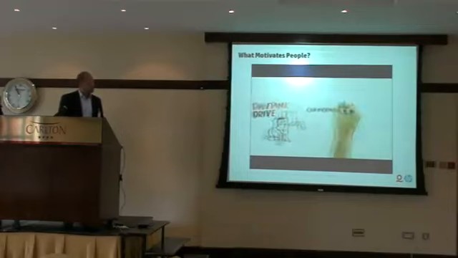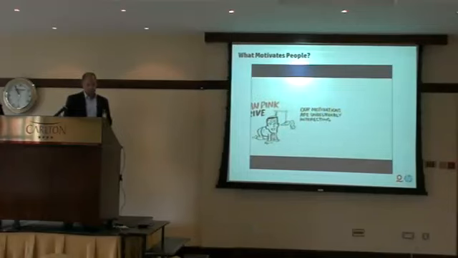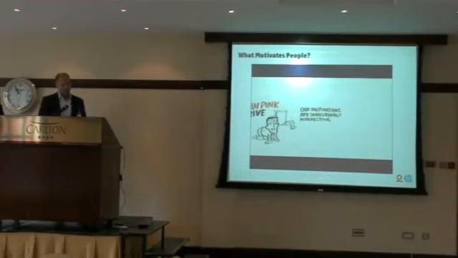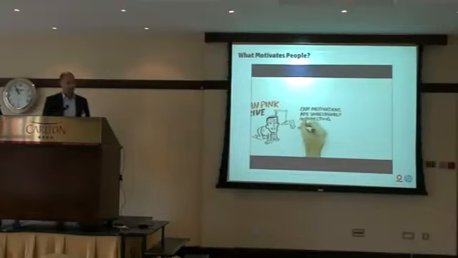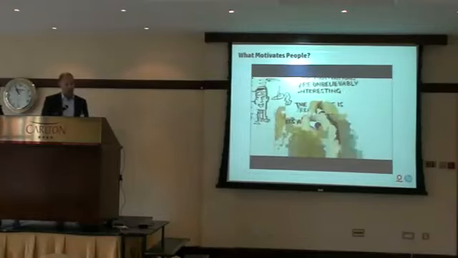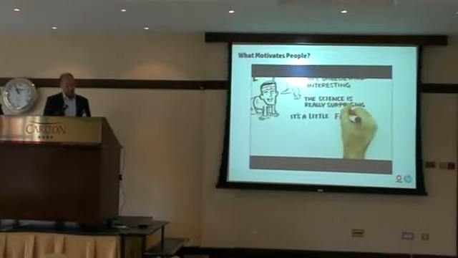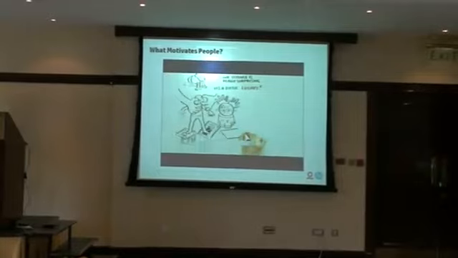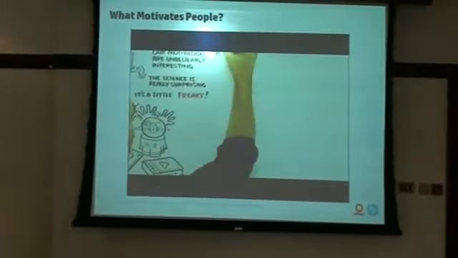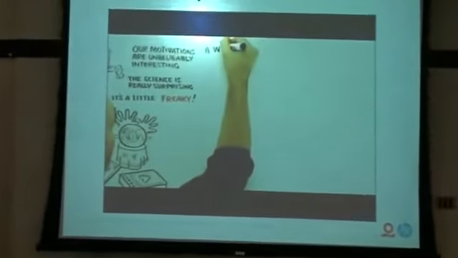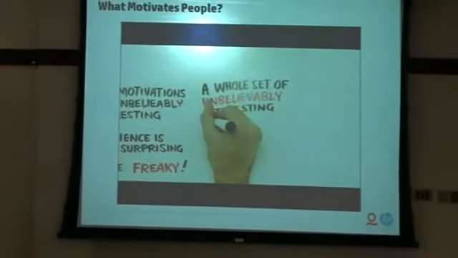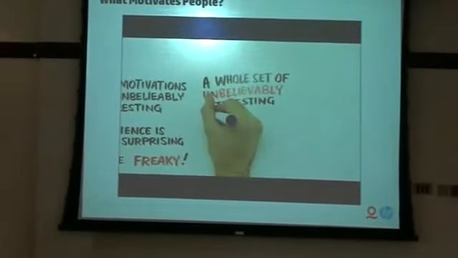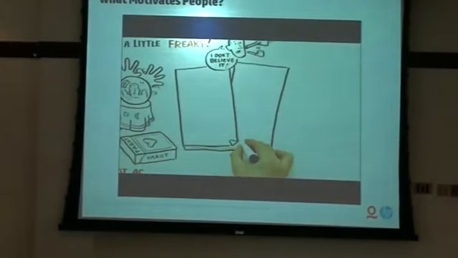Our motivations are unbelievably interesting. I've been working on this for a few years, and I just find the topic still so amazingly engaging and interesting. So I want to tell you about that. The science is really surprising. The science is a little bit freaky. Okay? We are not as endlessly manipulable and as predictable as you would think. There's a whole set of unbelievably interesting studies. I want to give you two that call into question this idea that if you reward something, you get more of the behavior you want. If you punish something, you get less.